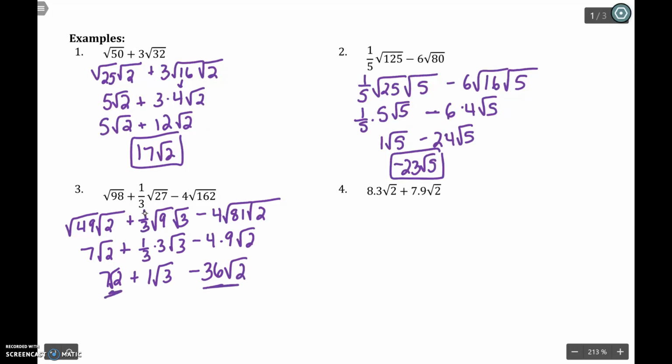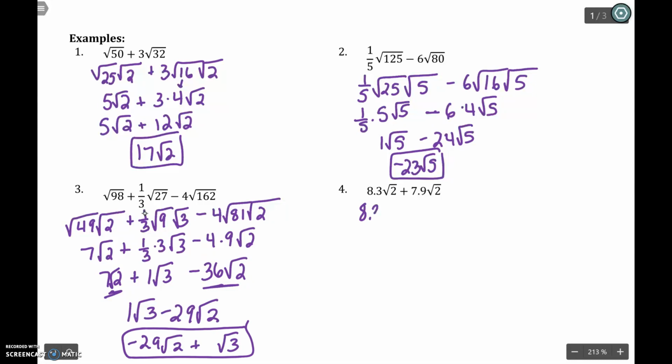And then only the like terms can get added. So we have our 1 radical 3, and 7 and negative 36 makes negative 29 radical 2. And that could be written in either order. And the 1 does not have to be in front of the 3.